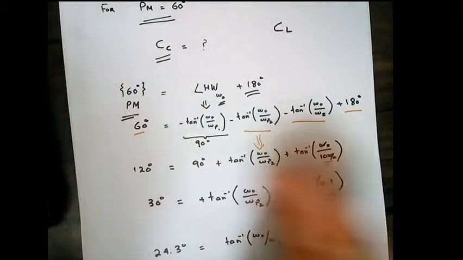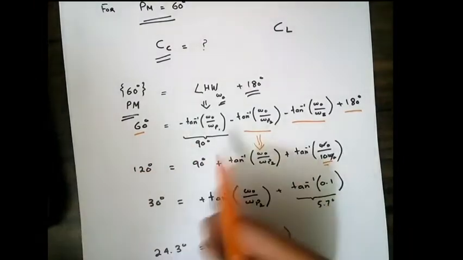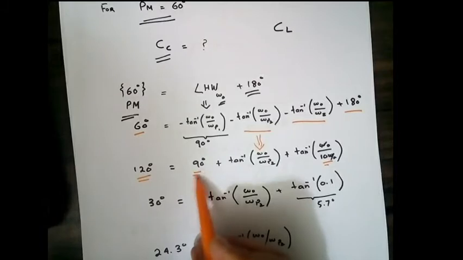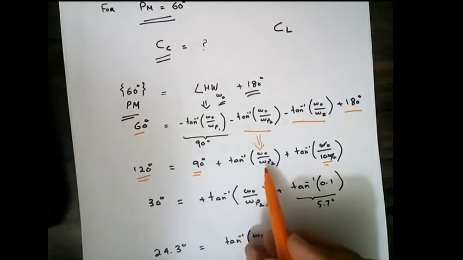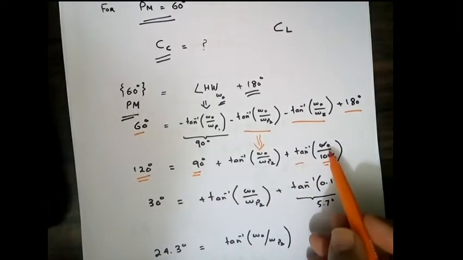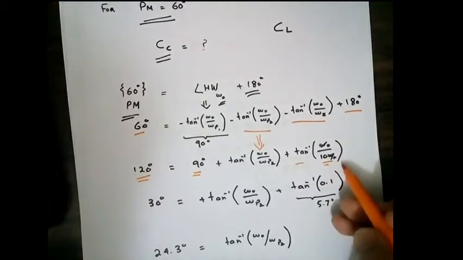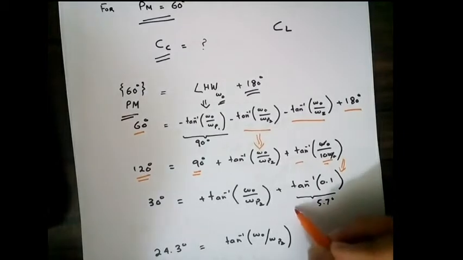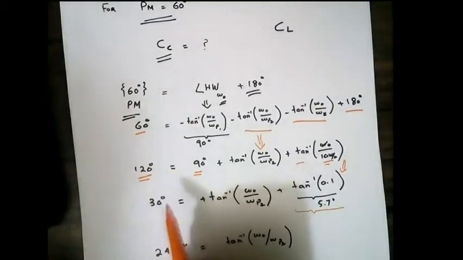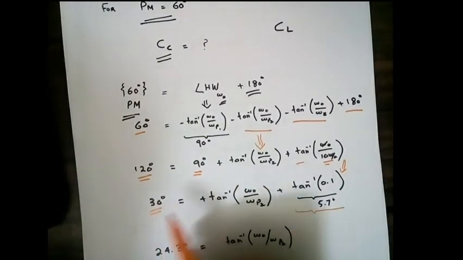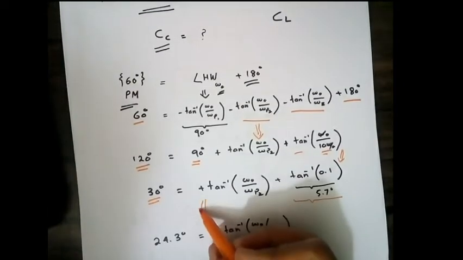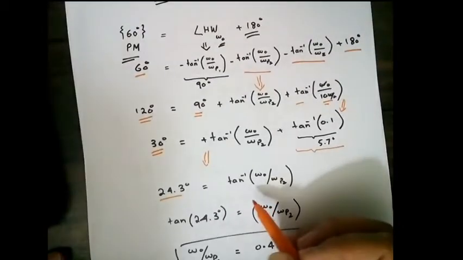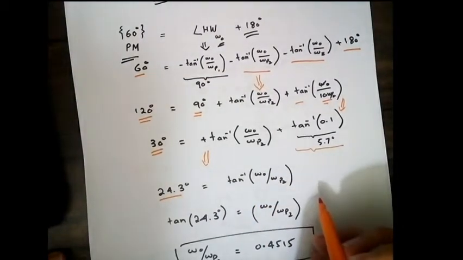We just did the sign inversion here, so that now we have 180 minus 60, 120 here, and all the signs are positive on this side. So 90 degree plus tan inverse omega naught by omega p2 plus tan inverse 1 over 10. So tan inverse 1 over 10 is equivalent to 5.7 degree. And here 120 minus 90 is going to be 30 degree. Going further, if we take this 5.7 on this side, it's going to be 24.3 degree, equal to tan inverse omega naught by omega p2.